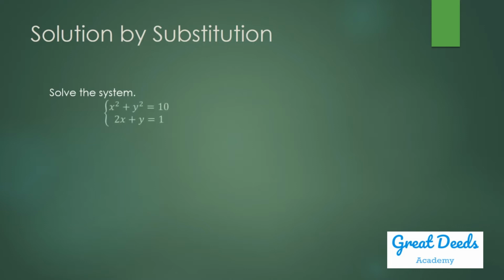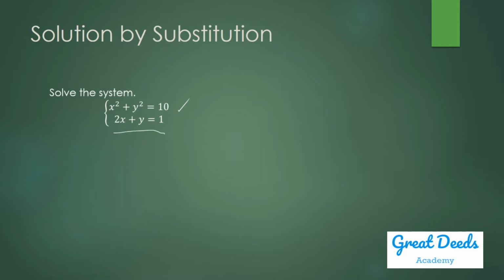Let us solve this system. So that is how you write a system of equations. You have this brace, and then you write your equations. So what do you see here? What graphs do you see here? This one, x squared plus y squared is equal to 10, is the equation that defines a circle. It has a center at the origin and a radius equal to the square root of 10. And this one is a linear equation.